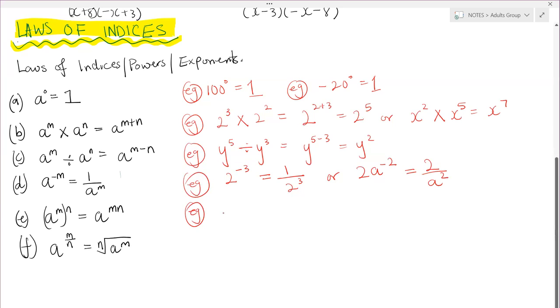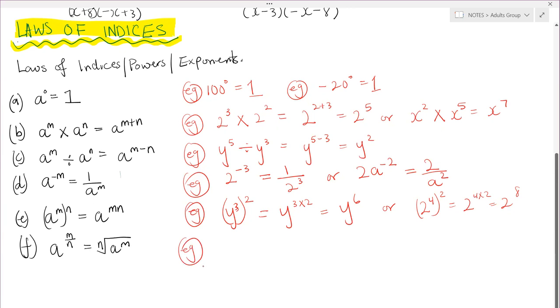All right, so I have a variable to a power raised to another power. When I have a power raised to another power, we just multiply them. So y cubed to the power of 2 will give me y to the power of 6. 2 to the power of 4 squared will just be 2 to the power of 4 times 2, which is 2 to the power of 8.